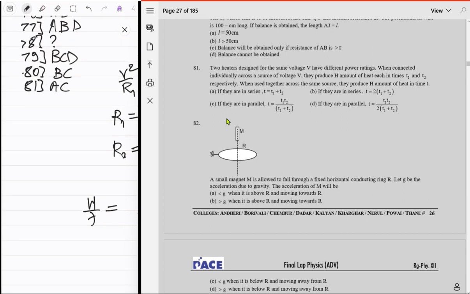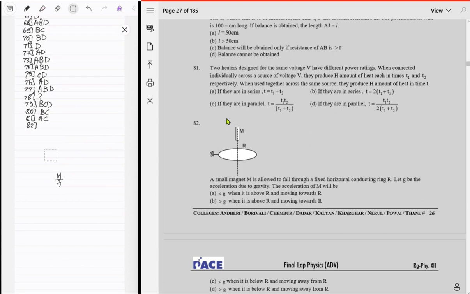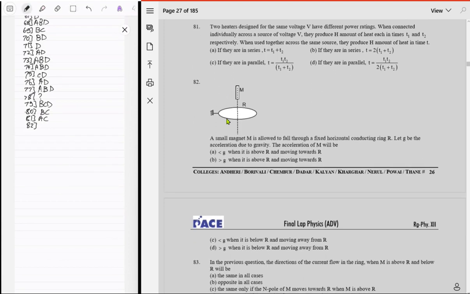Okay. Next question, 82. A small magnet M is allowed to fall through a fixed horizontal conducting ring R. Let G be the acceleration due to gravity. The acceleration of M will be, so like it will retard this, right? Yeah, so less than G when it is above R and moving towards R. Oh yeah, and it's bigger than G. Wait, something's wrong.